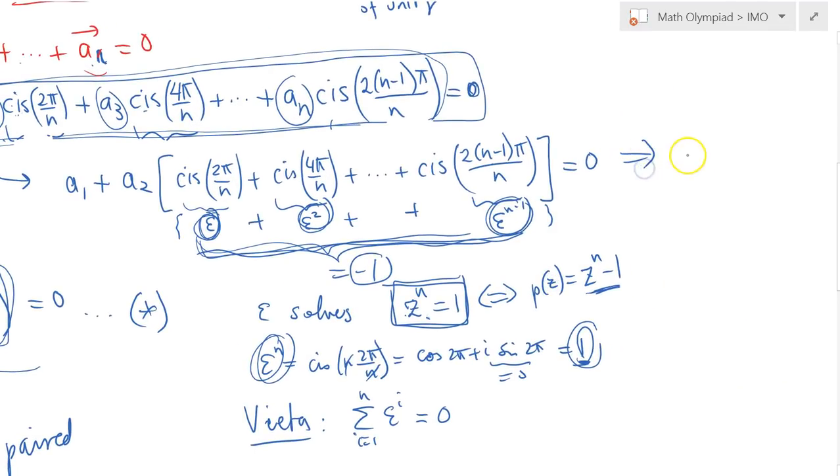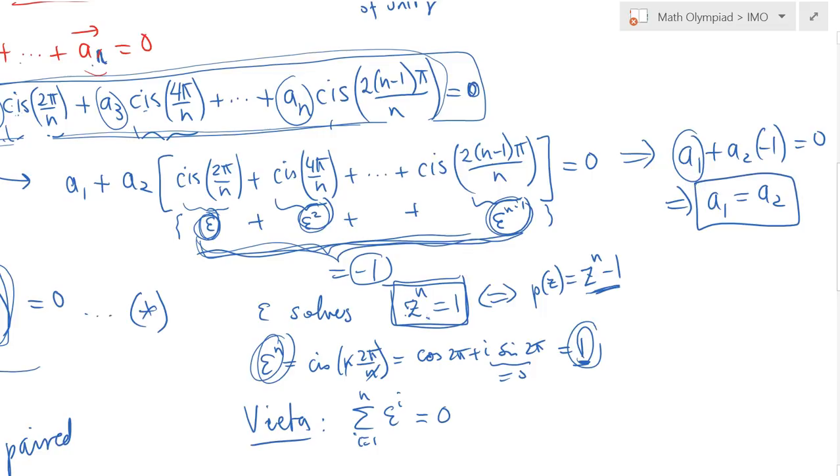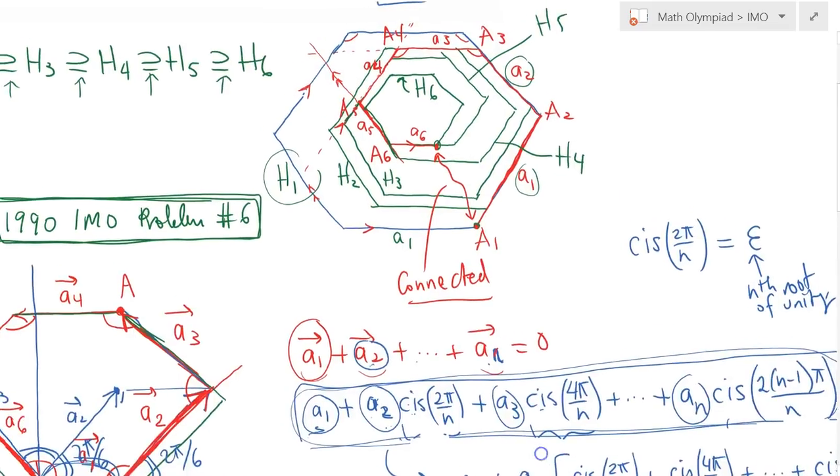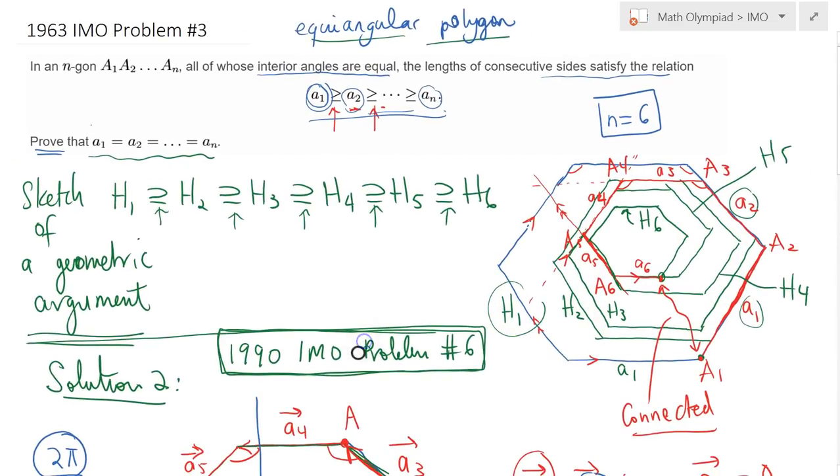So this gives us a1 plus a2 times minus 1 is equal to 0. And finally, we have found even the last one. The last one is also equal to a2. So all of these coefficients have got to be equal to each other. Otherwise, our polygon will not close, and that solves the problem.